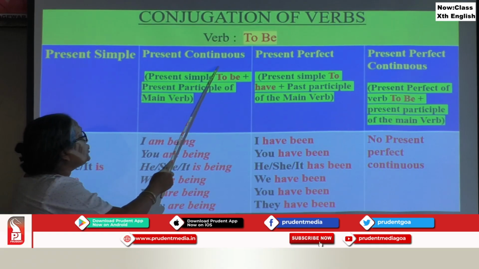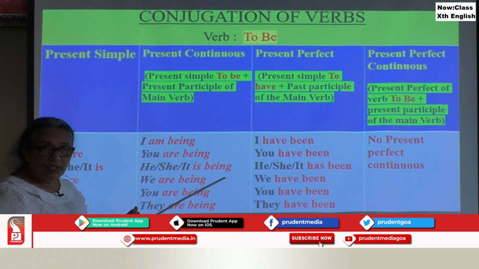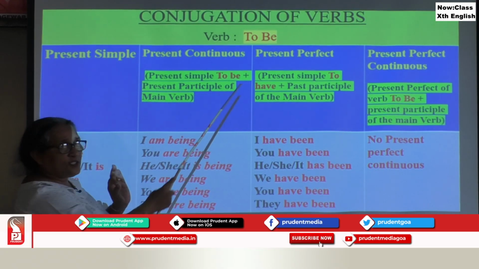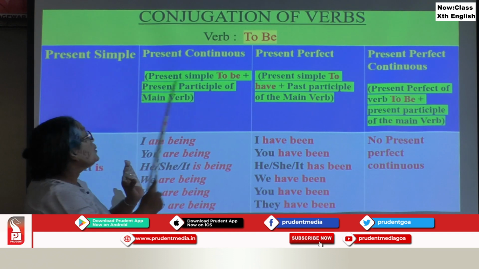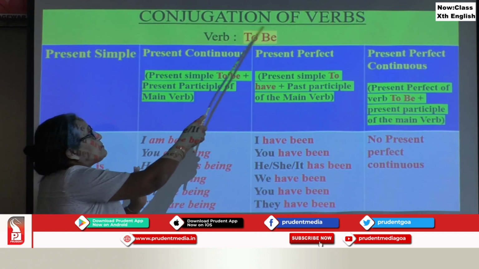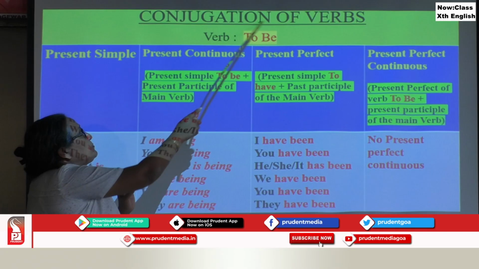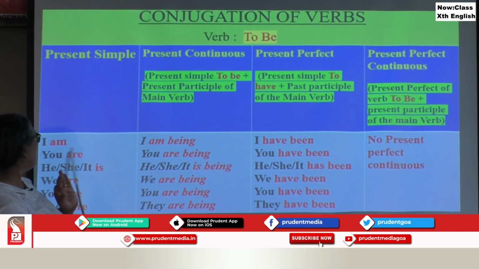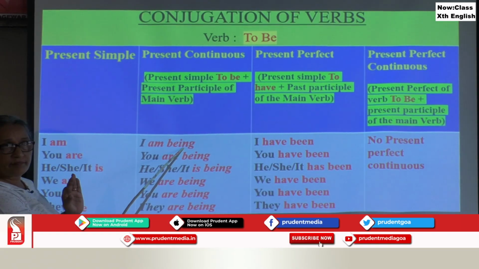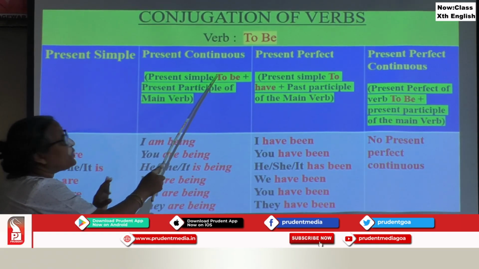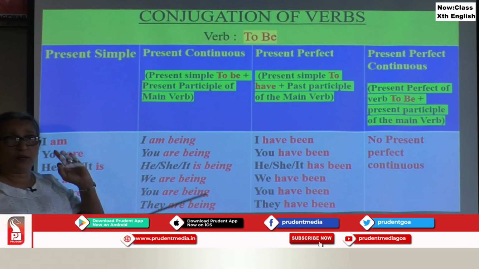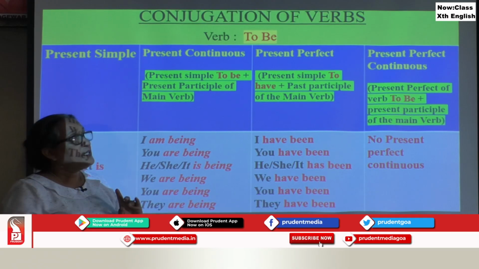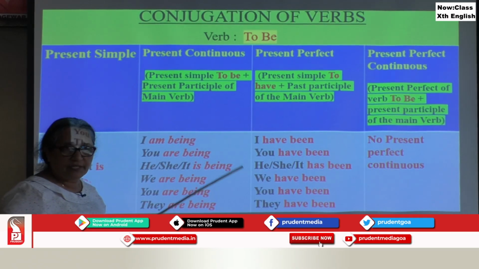Second, present continuous has a formula. The formula says you've got to take the simple present of verb to be plus the present participle of the main verb. So present participle of verb to be is being, and what is present simple of verb to be? I am being. Now this to be will continue for all the verbs. Only the present participle of the main verb will change, depending on which main verb we are conjugating.